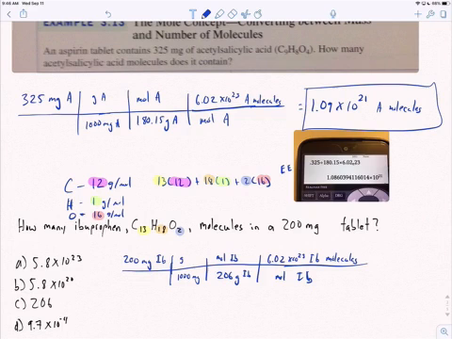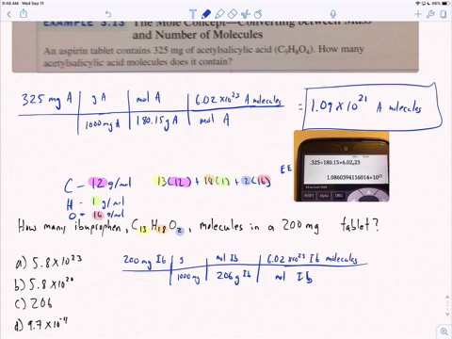Okay. So 0.2 divided by 206. This is how you put it in a calculator: 0.2 divided by 206, times 6.02, times 10, and then times the exponent. Did you see how I did that? Mm-hmm. Can you do that now?